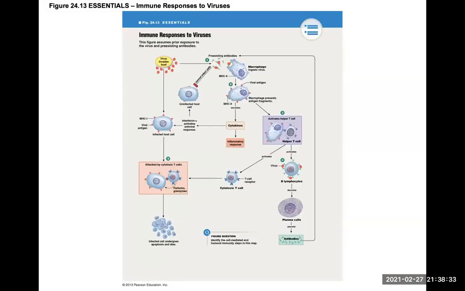The newly activated cytotoxic T cells interact with the infected host cells that present the antigens on their MHC1, and they trigger apoptosis by creating holes using perforins and granzymes. A note here is that natural killer cells can recognize virally infected cells and destroy them as well. What they do is they look for the cells that are lacking the MHC1 complexes, and then they attack in that way.